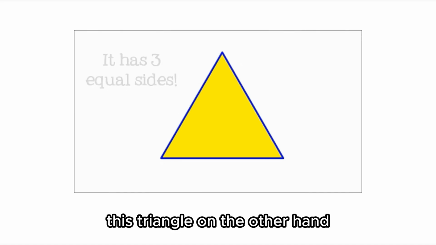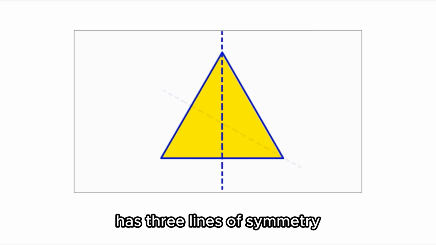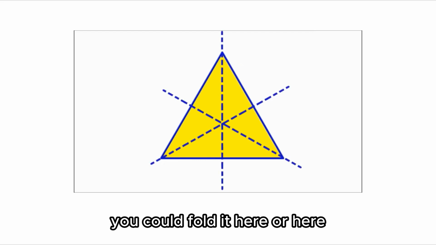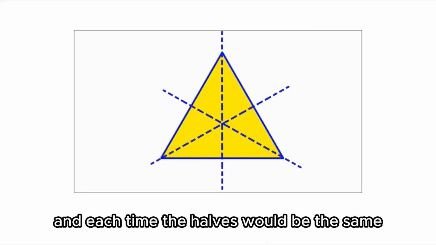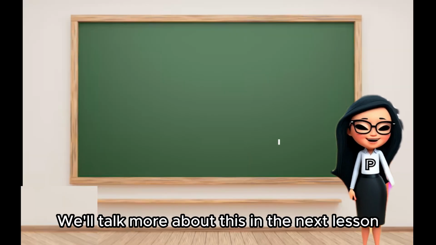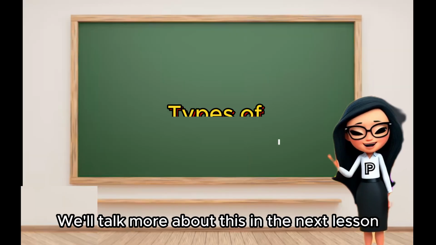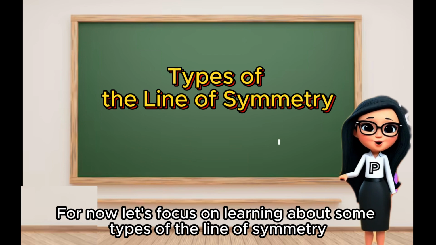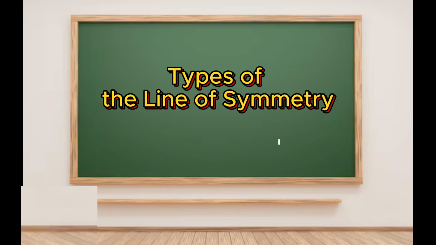This triangle, on the other hand, has three lines of symmetry. You could fold it here, or here, and each time the halves would be the same. We'll talk more about this in the next lesson. For now, let's focus on learning about some types of the line of symmetry.